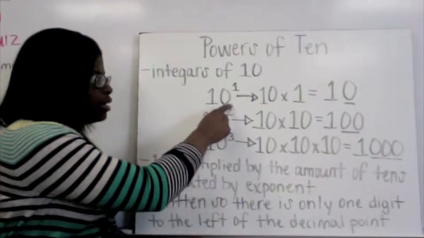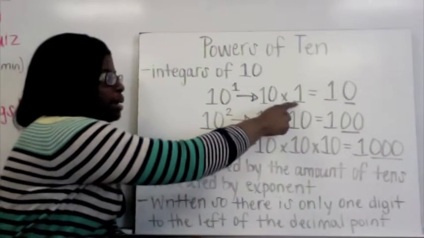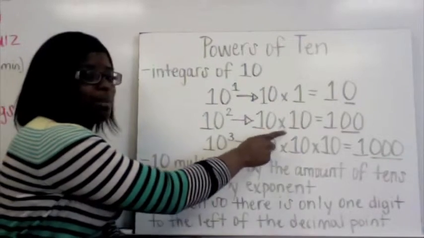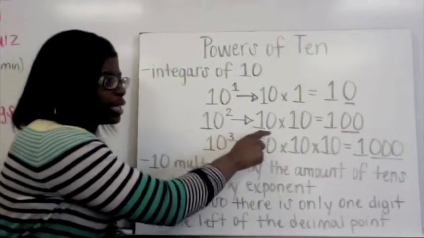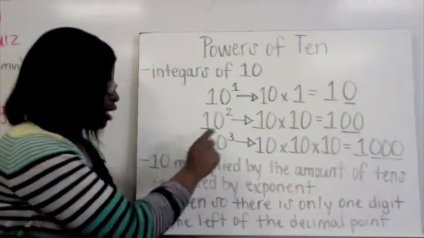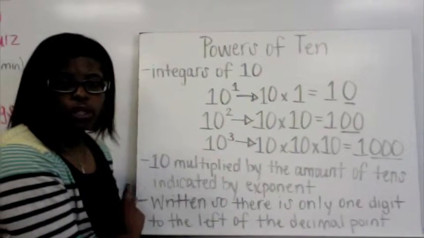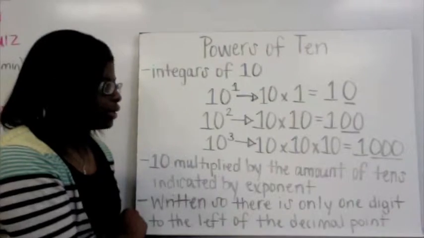So 10 is multiplied by the amount of tens indicated by the exponent, just like what we did here. We have the 10, there's only a 1 here, so it's going to be 10 times 1, versus this example where you have 10 to the second power, so it's 10 times 10. So that exponent indicates the multiplications of the amounts of tens. And then it's going to be written so there's only 1 digit to the left of the decimal point.